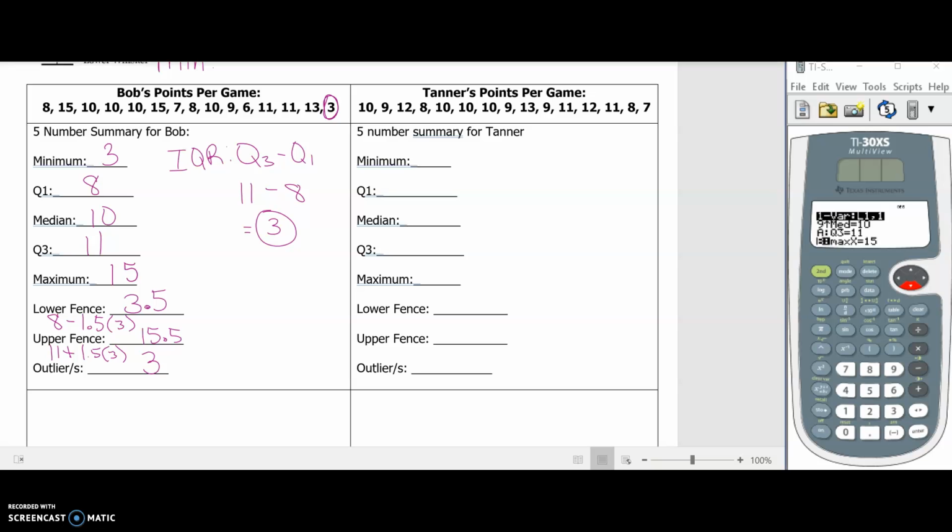Great. Now go ahead and take a moment and see if you can find Tanner's points per game 5-number summary with the lower and upper fence, and if there are any outliers. I'll pause it and go ahead and come back and check our work. Okay, check your work. Do you have the 5-number summary for Tanner's points per game, or do you need to make any adjustments or changes? If you did it correctly, you can see that there are no outliers for Tanner's points per game, and that's okay. You don't need an outlier for every set of data.